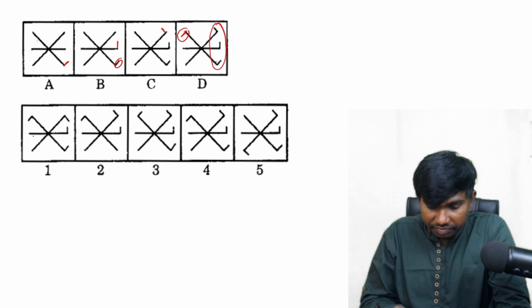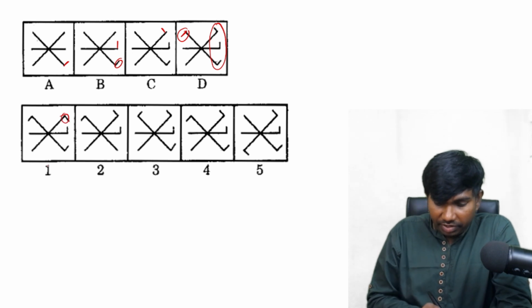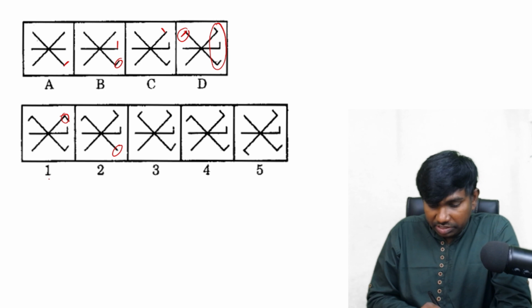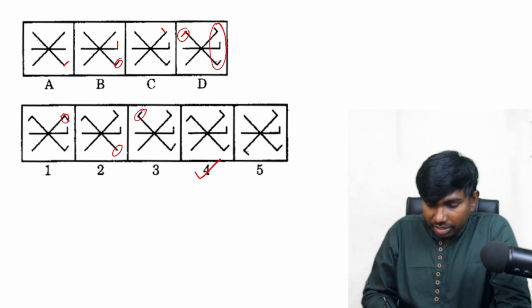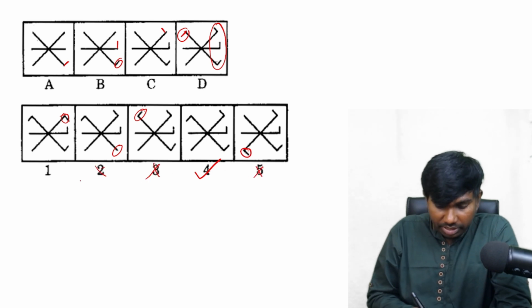Which figure is satisfying? Here there is a different orientation, different facing direction. Here the extra line is missing, and here it is the opposite direction. Then the answer is figure 4. And here there should not be an extra line. This cannot be, and this cannot be, and this cannot be, and this can.